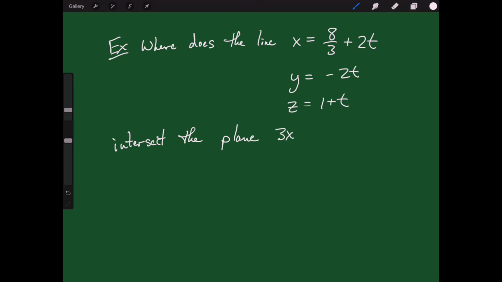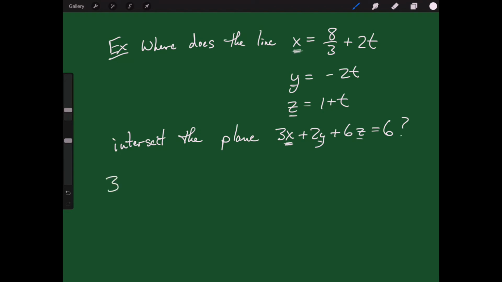3x plus 2y plus 6z is equal to 6. Okay, so what we need to do is we see this is an x, a y, and a z, and I know what x, y, and z are. So let's go ahead and replace x down here with x up here.